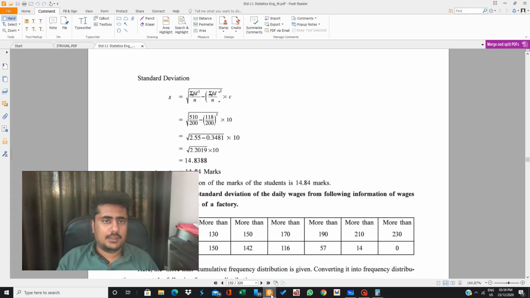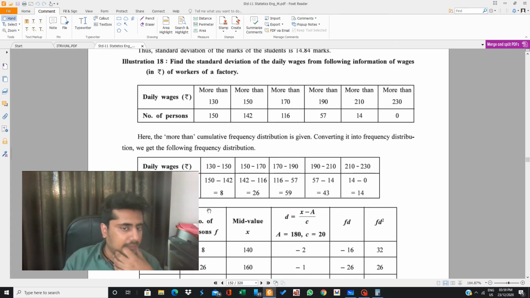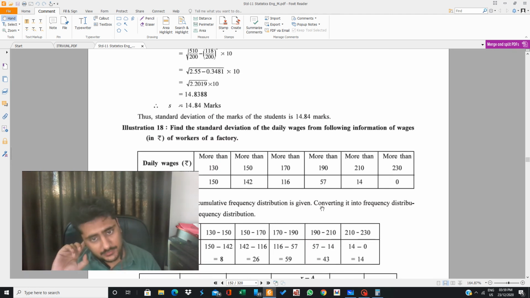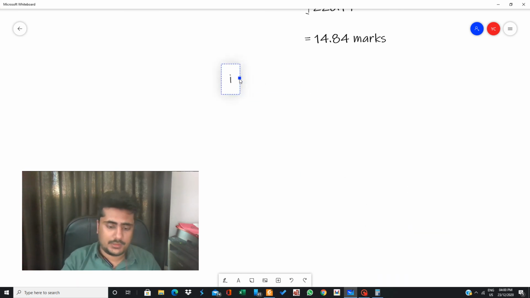Yes, it is that easy. We have solved sum 17. Now we are going to solve sum 18. You can write a bit important or something, because the data given is in the more than form. Data given is in the more than form. Let us find this illustration.